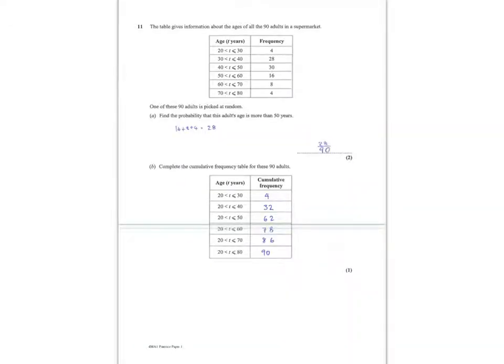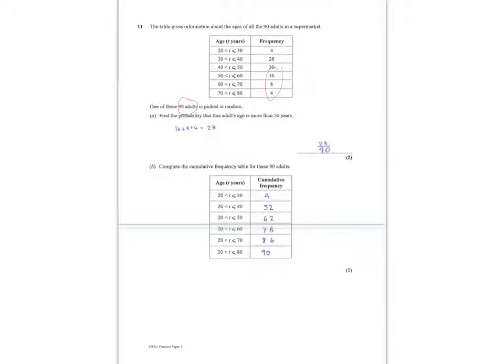While calculating the probability that the adult's age is more than 50 years, well, the number of adults who have an age of greater than 50 are 16 plus 8 plus 4, which gives me 28, so 28 adults, out of a total of 90 adults, i.e. probability-wise, 28 out of 90, or equivalent.